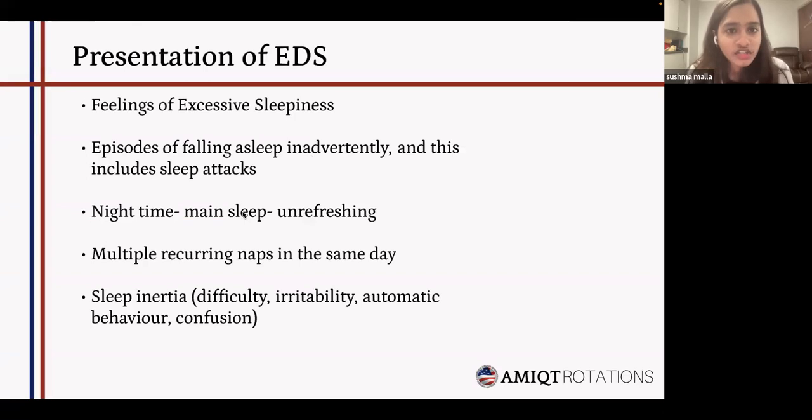Coming to the common presentation of excessive daytime sleepiness: feelings of excessive sleepiness. These people fall asleep very suddenly and very quickly, and these are called sleep attacks. Even after they sleep at night, they remain unrefreshed the next day, and they take multiple naps in the same day. And sleep inertia is difficulty getting up from bed; it is very difficult for them to wake up, even from their naps in the day.